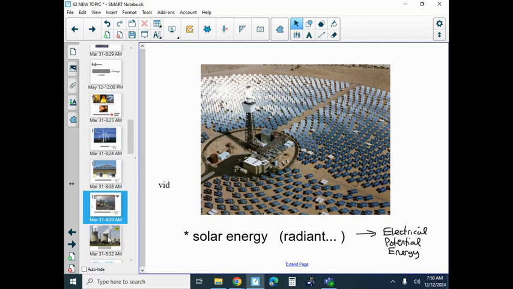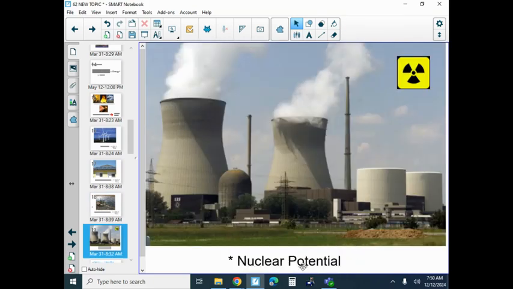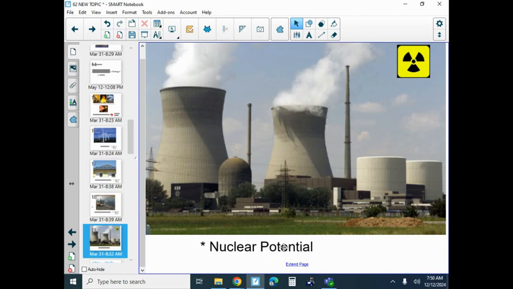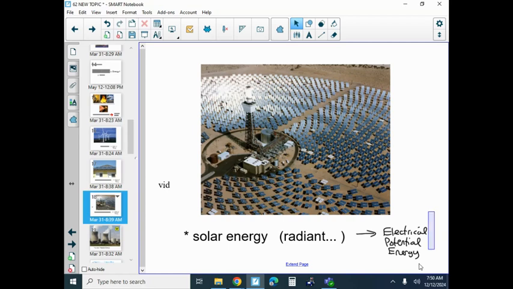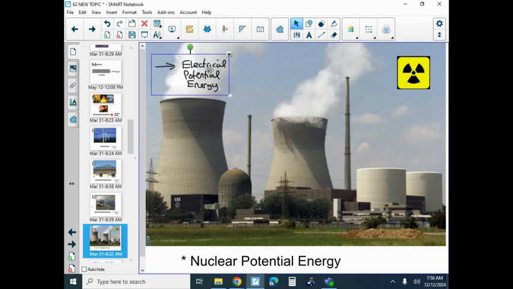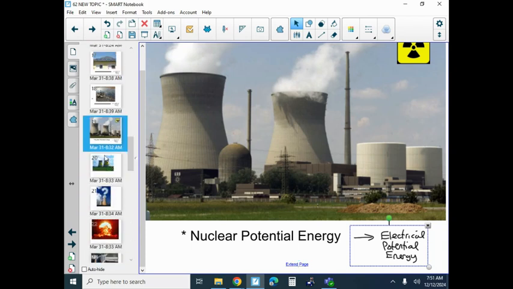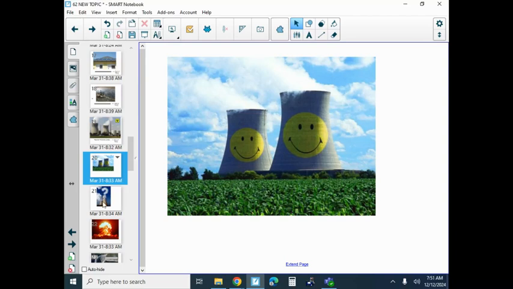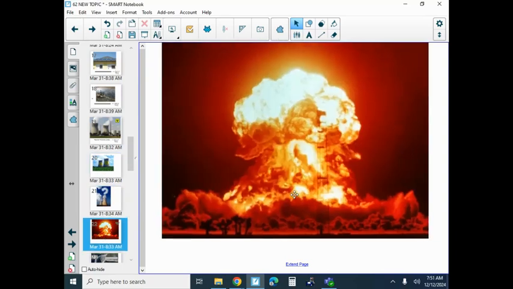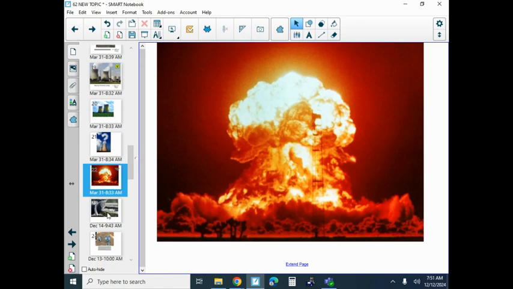All right. So this, like I said, possibly is nuclear potential energy. I'm going to add the word energy there. Nuclear potential energy, and again, converting to electrical potential energy. One of the big things we're going to see is the idea of conversions of energy from one form to another. So I'm trying to emphasize that. Obviously, here you have a giant explosion, a release of energy there.